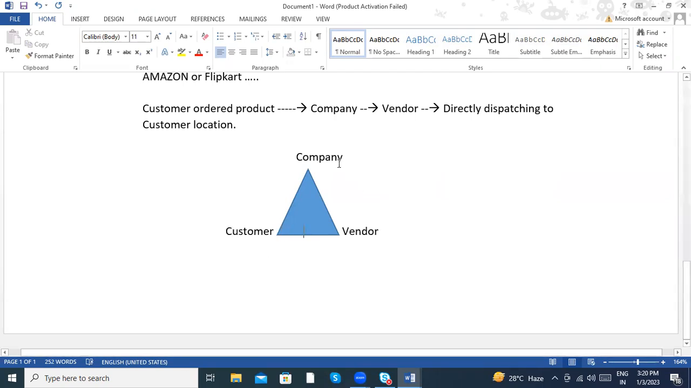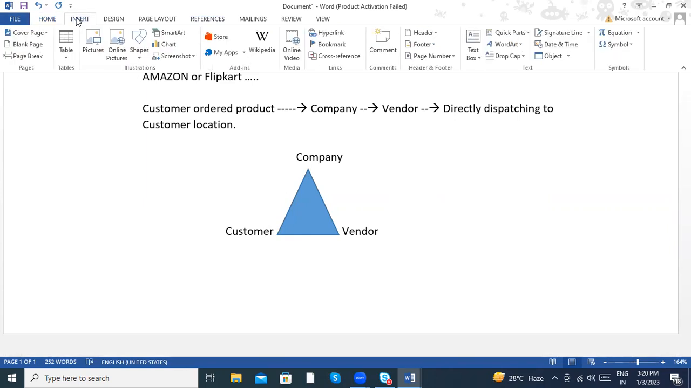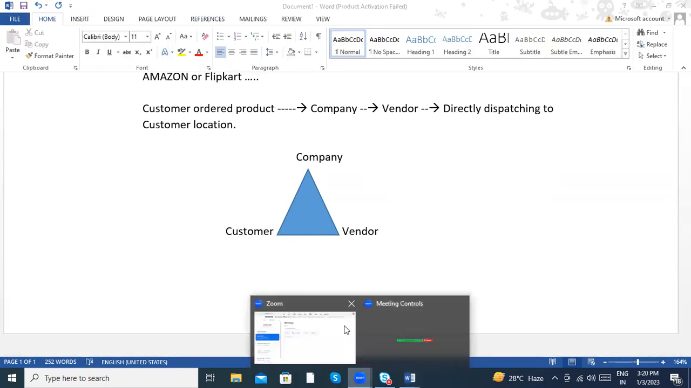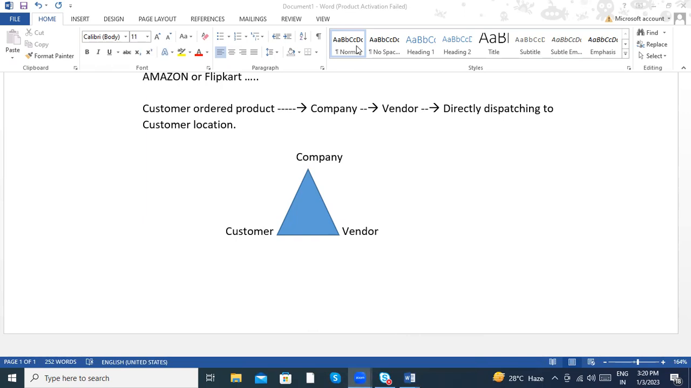Okay, we're talking about a company, so the customer will order the goods here. From here to here. Here, customer to company, the order will be raised, and the company will be receiving the sales order.